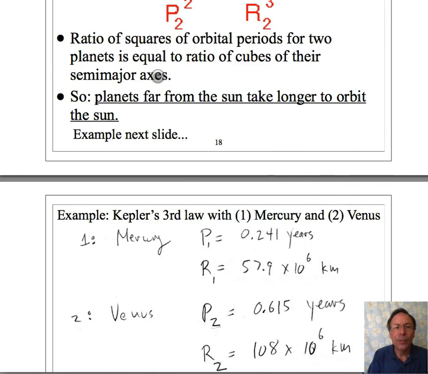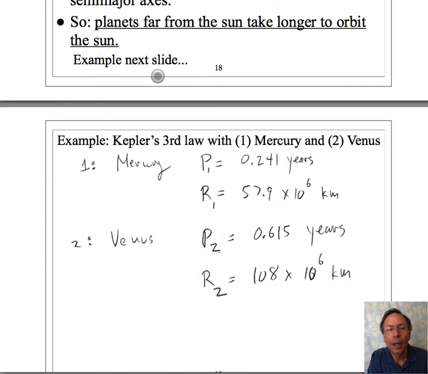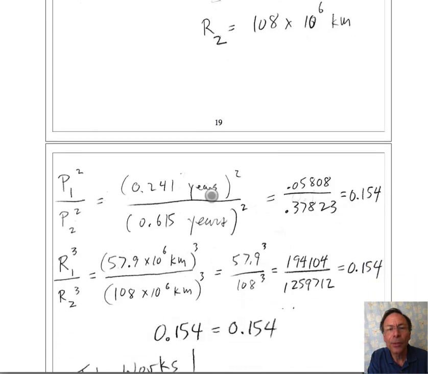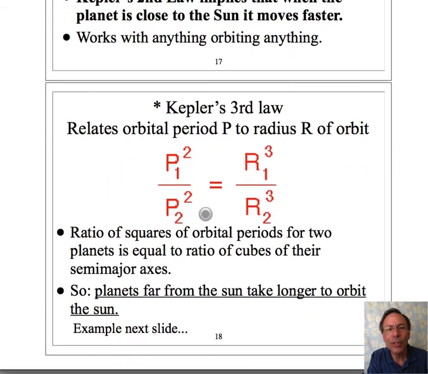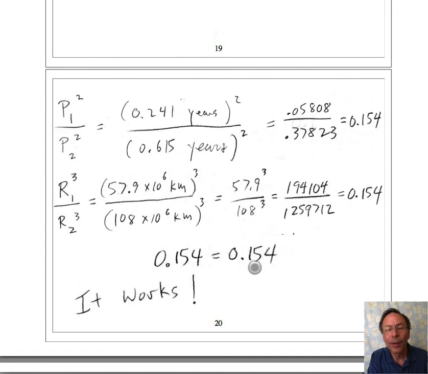Now, I'm not going to do this, but you can actually check. Here's some data for Mercury and for Venus, and you put this into this ratio here, and lo and behold, Kepler's third law actually works. Yay!